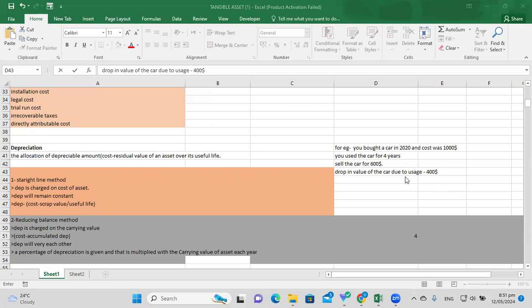This amount of 400, that's what we call depreciation. We will come on to that later. How do we calculate the depreciation? There are two methods to calculate the depreciation, but for now this was a simple explanation of what the term depreciation is. I hope you got it.